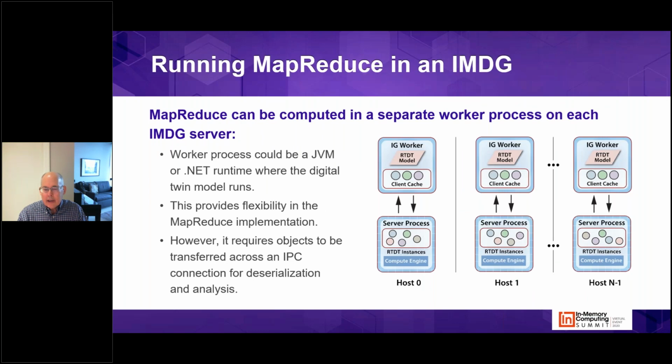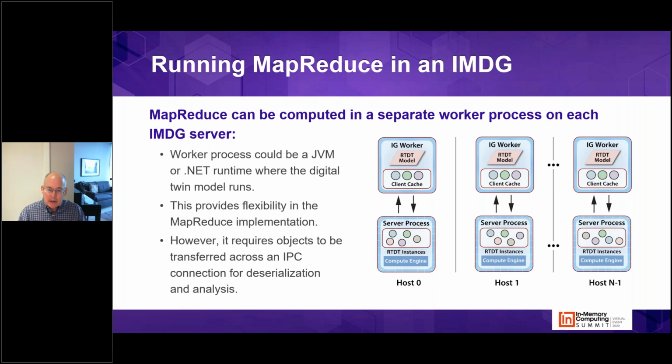So there's two ways we can think about doing this. One way to implement the MapReduce is to run it within the worker process that we saw before that's executing the real-time digital twin model. Notice this worker process has a client cache, which speeds up access to the state objects for reading purposes. So this allows us to implement MapReduce in Java if we're running a Java virtual machine, or in C# if we're running a .NET runtime.